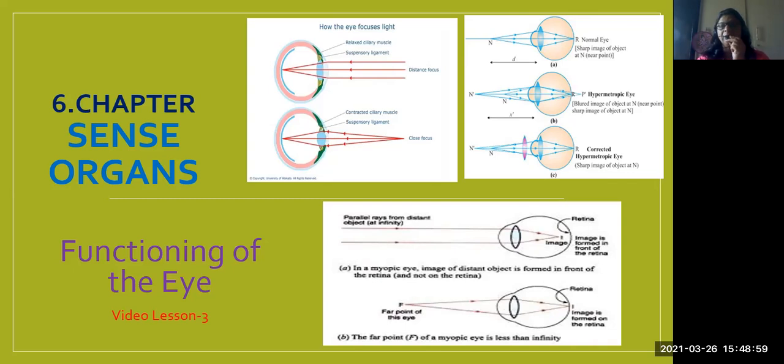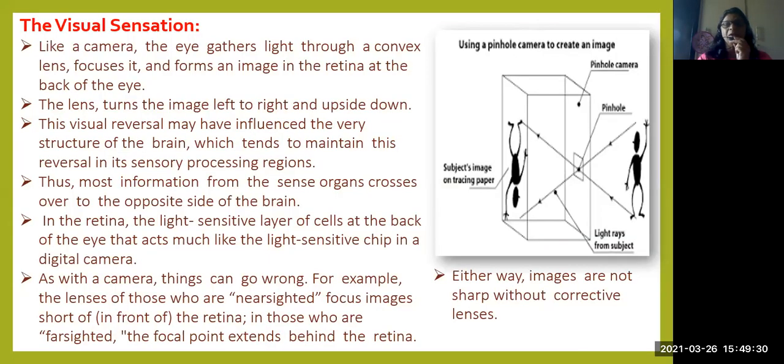Okay, here some lenses are there. Just go through this one. It is not compulsory, just to understand how short sight and long sight can be rectified. What type of image will form when the person is short sighted or long distance sighted? Some people can see only near vision and some people can see only long distance vision. Now we can see here the visual sensation.